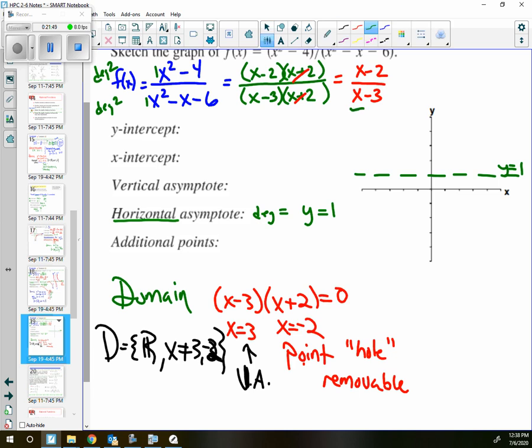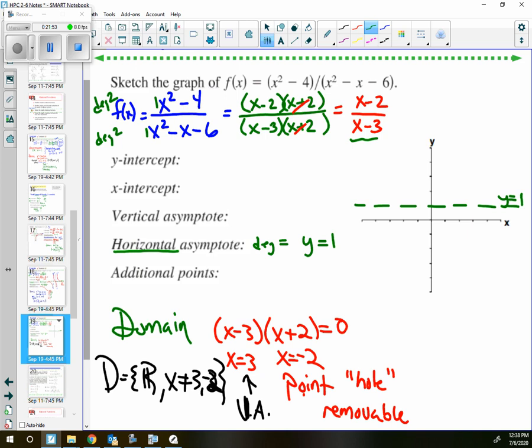You still have that x minus 3. It's still a place where you're not going to have a value of the domain, but it's the only one that's going to give you a vertical asymptote. So x equals 3 is your only vertical asymptote. Negative 2 is a point discontinuity or a hole in the graph. So be careful about that when you're doing points and values, because that's not going to be a place on the graph that's going to have any function value. So x equals 3 is our only vertical asymptote.